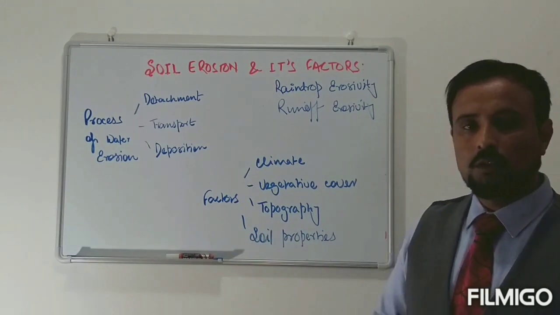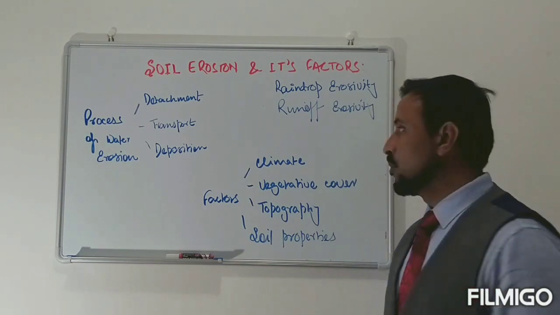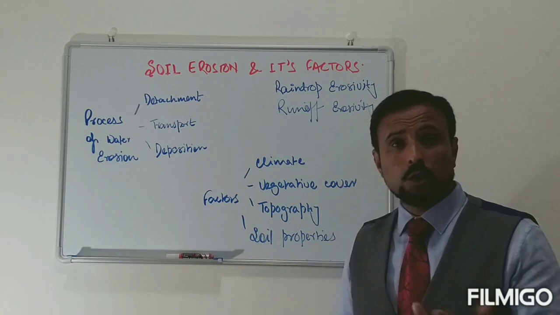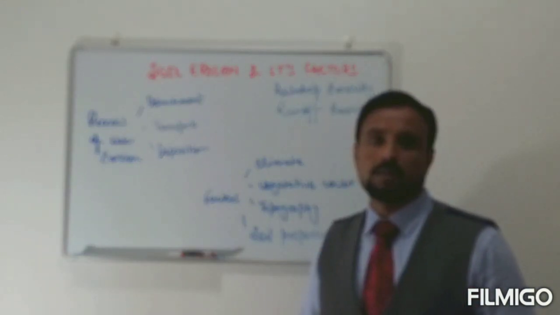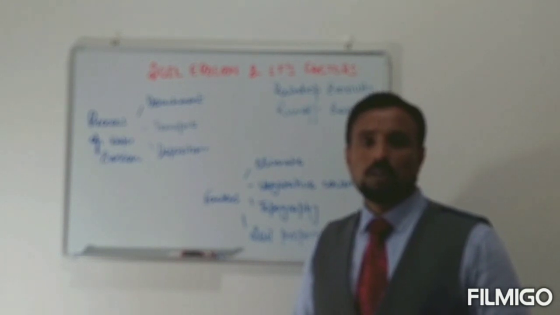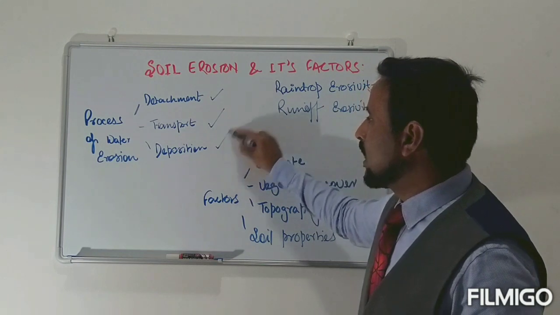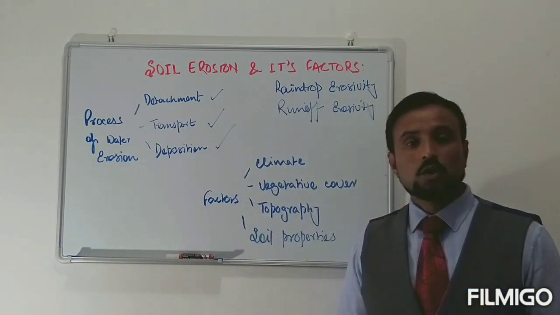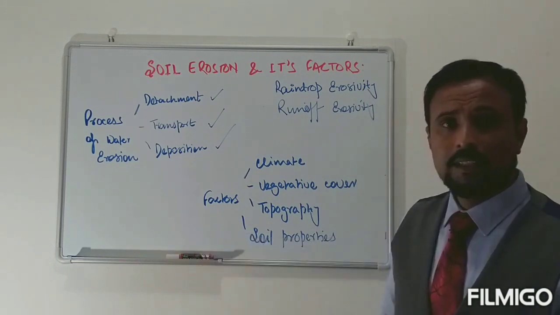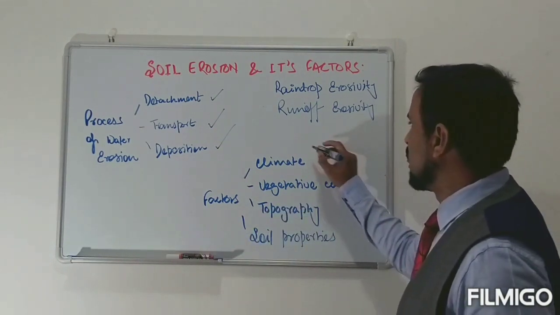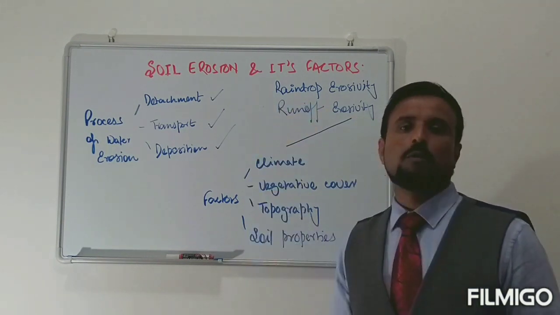But before that, we need to understand how water causes erosion. Water erosion is a process which occurs in three steps: detachment, transport, and deposition. So what are these things? Suppose there is a land, a sloping land like this, and rain is happening from the top.